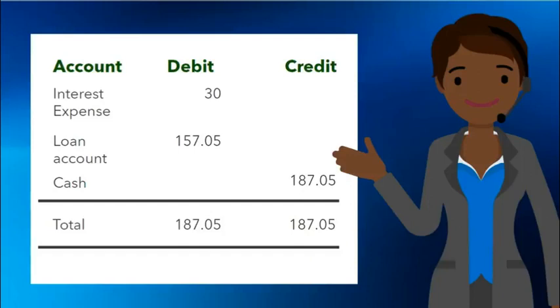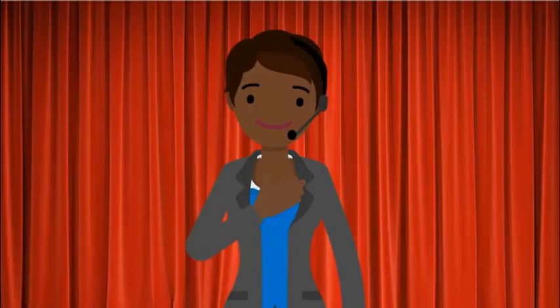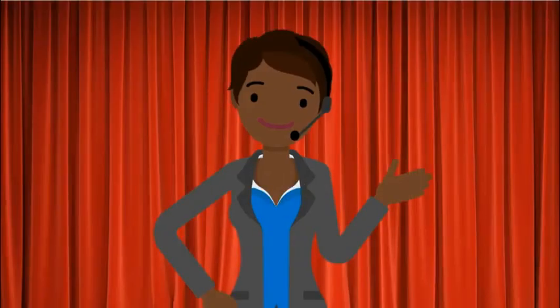The first year journal entry record would look like this. The principal repayment is $157.05, which is the cash payment of $187.05 less the interest expense of $30. Now, let's see if you can create the year 2 journal entry. You got it, boss. Let's look at how this loan repayment affects the accounting equation.